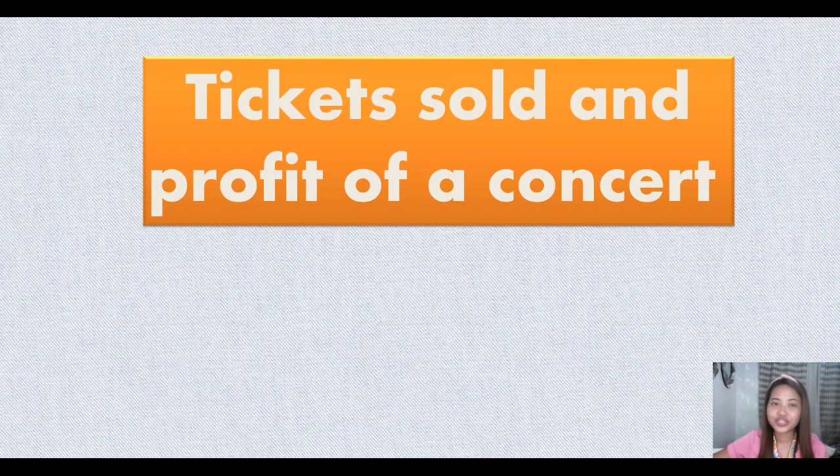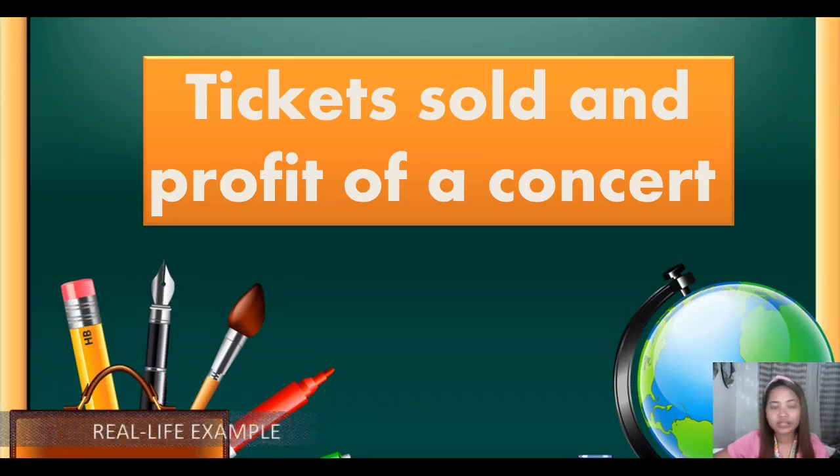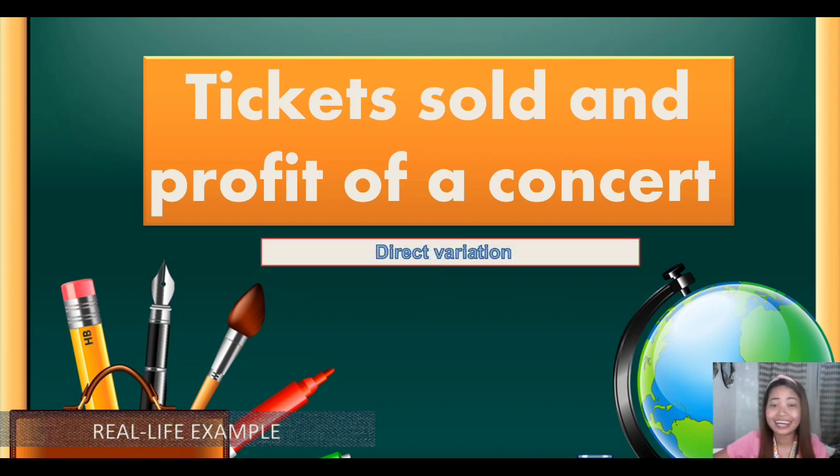Now let us all determine whether the statement is direct variation or not. Number 1, we have tickets sold and profit of a concert. Is it direct variation or not direct variation? Okay, that is direct variation because if we analyze the statement, if there are so many tickets sold, therefore, there will be an increase in profit of a concert.